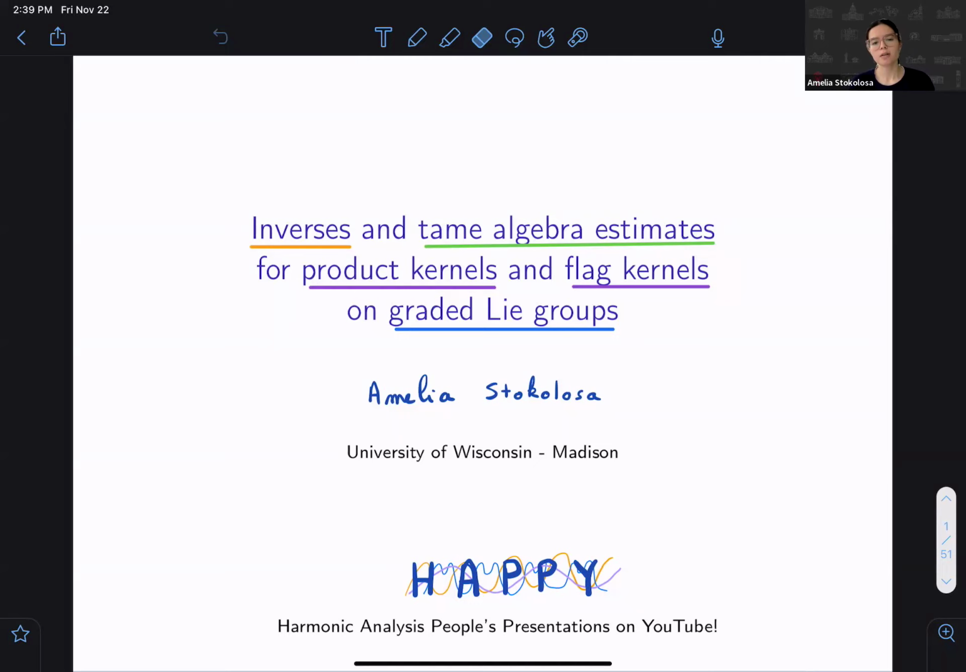In this video, I will talk about my work on inverses and tame algebra estimates for product kernels and flag kernels on graded Lie groups.